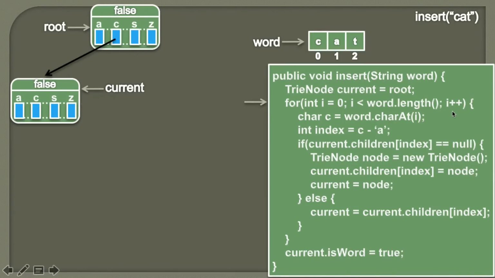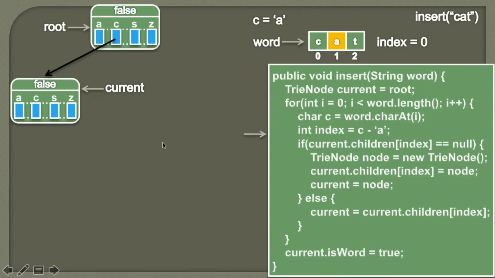So after incrementing, the value of i becomes 1. The character at index 1 is a, so the value of c becomes a. We will evaluate the value of index by subtracting 'a' from the value stored in char c, which is nothing but 'a'. So when we do a minus a, we get the value 0, which makes sense because index 0 will map to the character a.